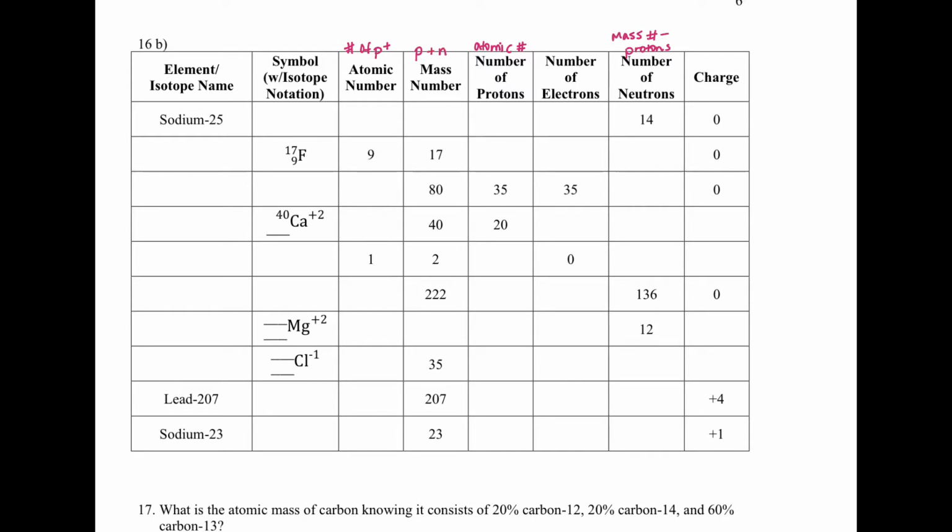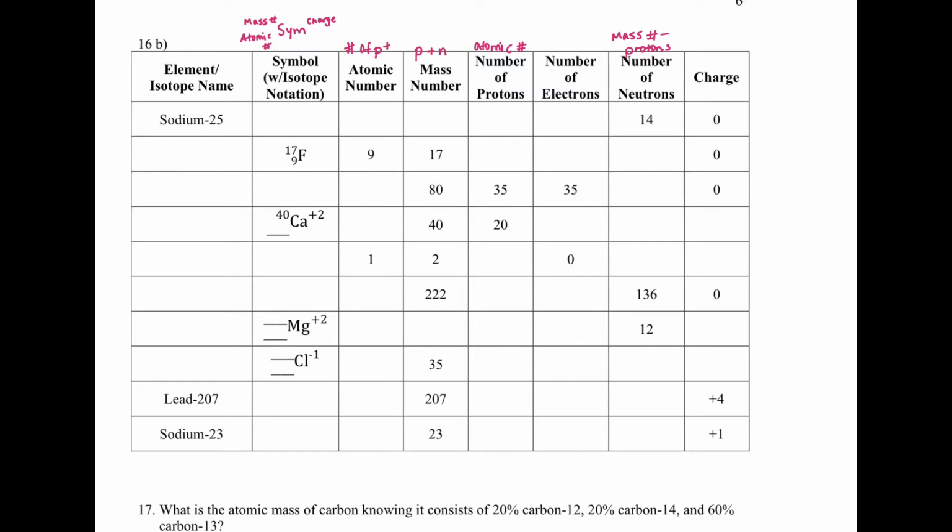Okay, and the rest we have to figure out. Oh, actually, one more we can write down, our isotope notation. So the isotope notation was always the symbol of the element. If there was a charge, it goes in the upper right. In the upper left was the mass number, and the lower left was the atomic number.